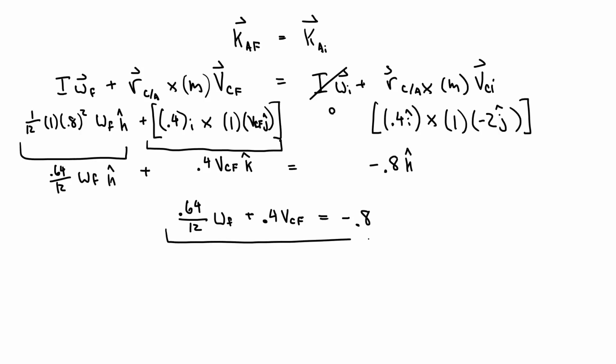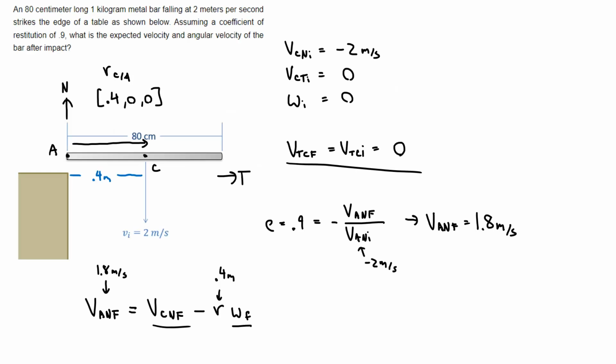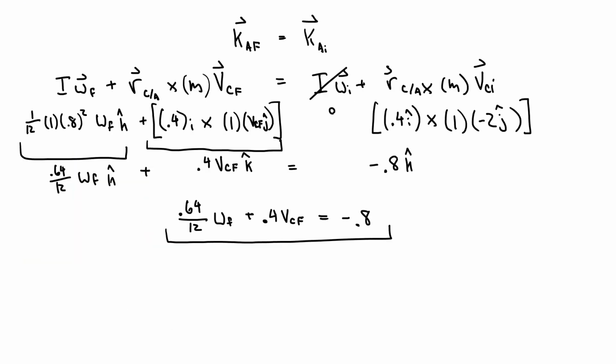All right, so this equation is the conservation of angular momentum about point A at the point of impact. So this equation, along with our coefficient of restitution equation that we had over here, so 1.8 is VCNF minus 0.4 times omega final. So this one should be also normal. Let me fix that real quick. VCNF. Those two equations, two unknowns, and I can basically do the algebra.